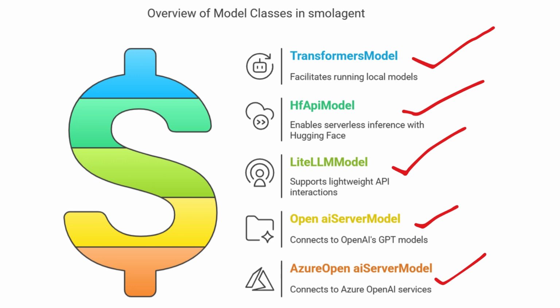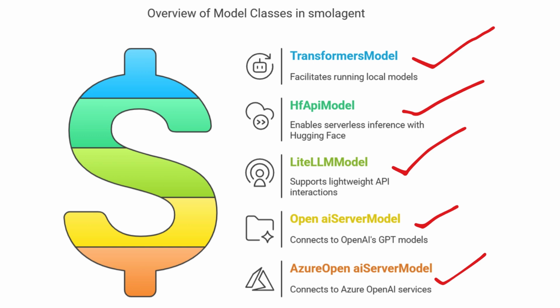To summarize, Smolagents provides 5 predefined model classes, each suited for different needs. The Transformers model is best for local models using Hugging Face transformers. The HFAPI model is best for serverless inference via Hugging Face's cloud API.